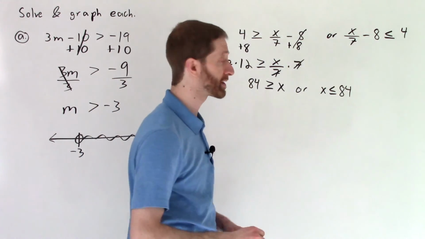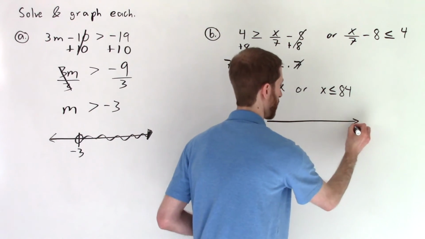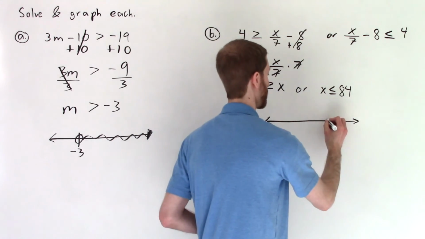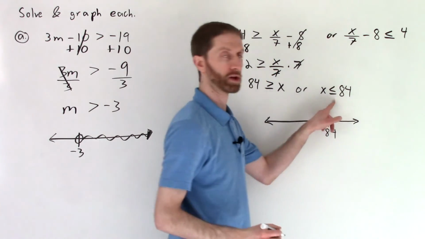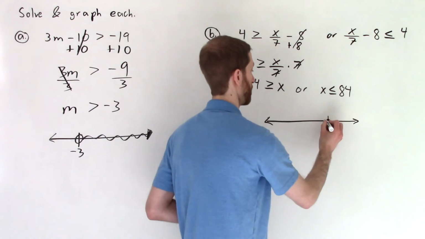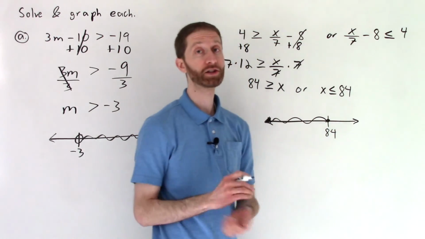And again, we've got x is less than or equal to 84, so there is our inequality. Here is a number line that we're going to use for our inequality, and I'll put 84 here. We are going to include 84, it's or equal to, and then we're going to shade in everything to the left of 84, like so. That's all there is to it.